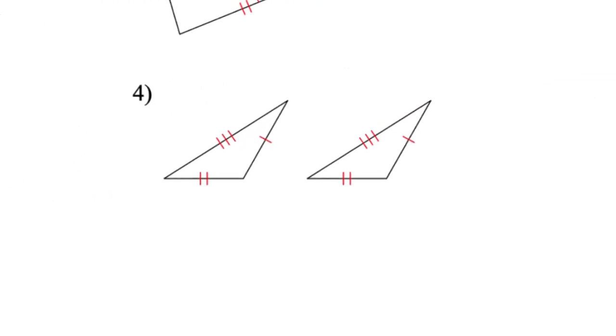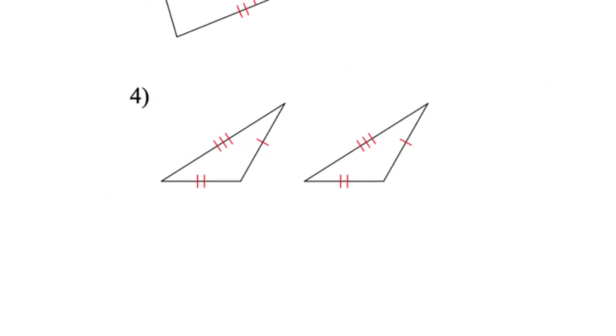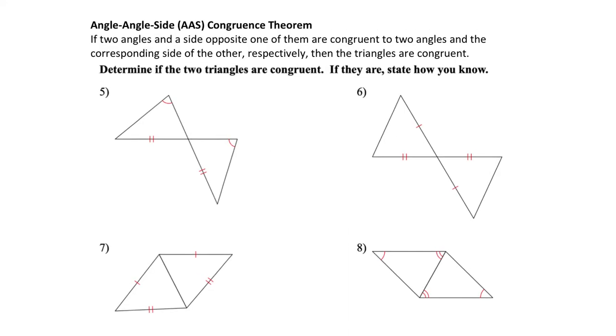Number four. So number four here, we don't have information of any angles, but we have information that this side is congruent to that one, that the right one is congruent to the right one, and the base is congruent to the base. So that means that we can prove that they are congruent by side, side, side. Let's see the next one.